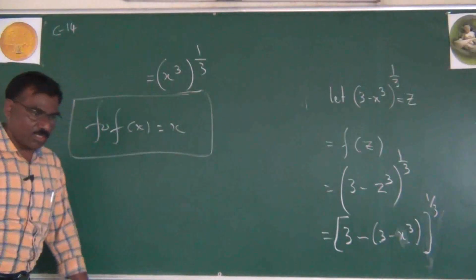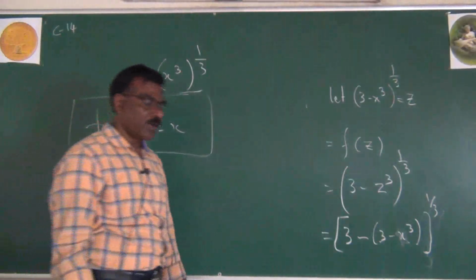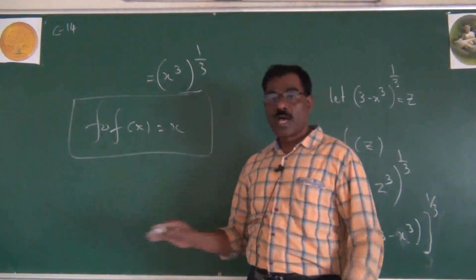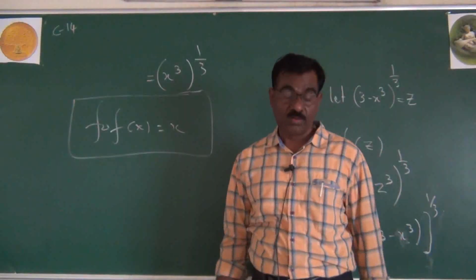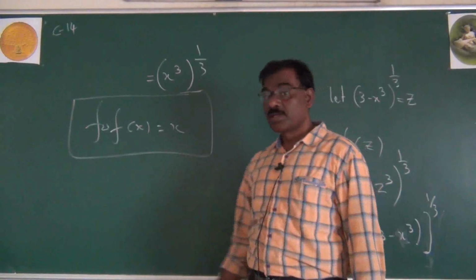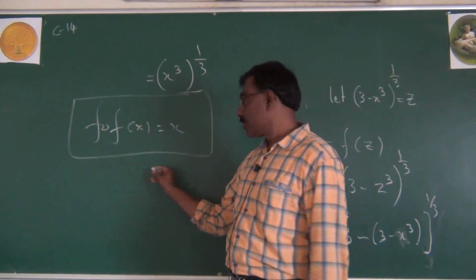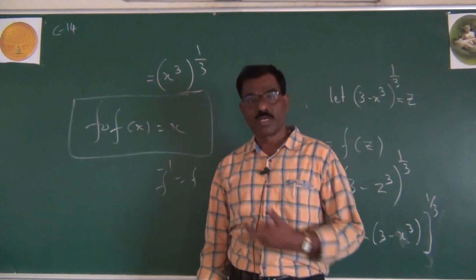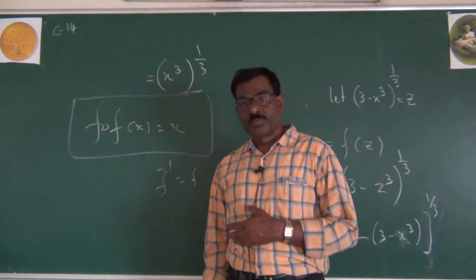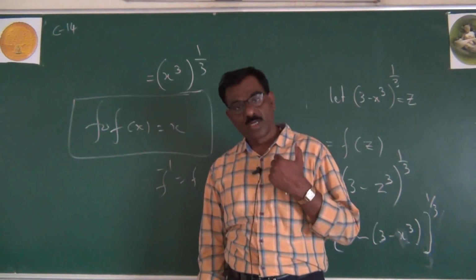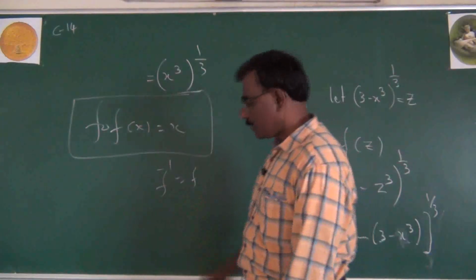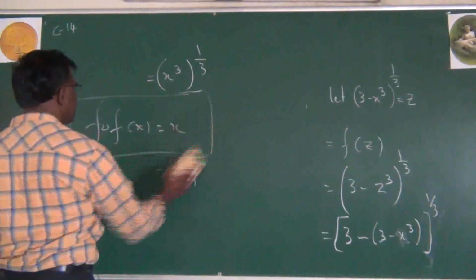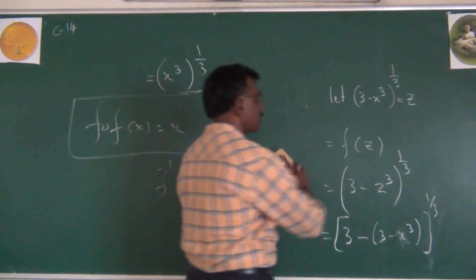You know this from the previous class where I explained it. f composition f of x is x. This is called the identity function. What is called the identity function? The inverse of f is f inverse only. So f inverse is f in this case. Sometimes in this kind of problem, the inverse of the given function is the function itself. f inverse is f. When you take f inverse, it must be the identity function, composition f of x is x.